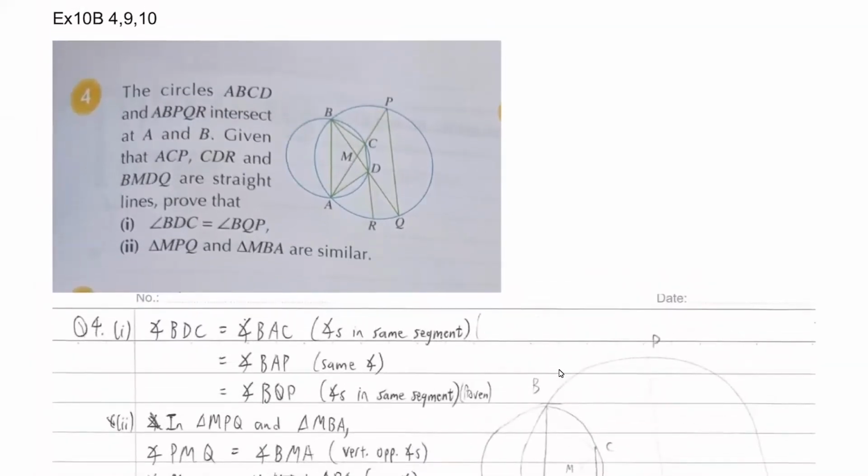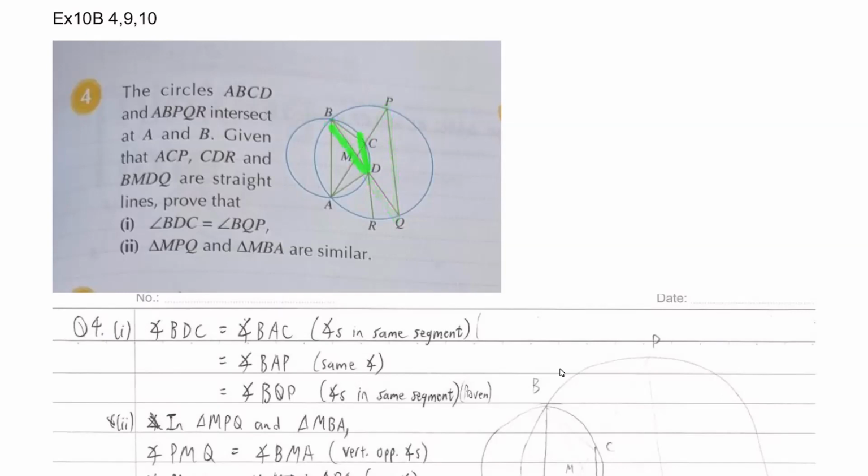You have two circles, ABCD and ABPQR. They intersect at A and B. Given that ACPCDR and BMDQ are straight lines, you want to prove that angle BDC is the same as angle BQP. So where's BDC, where's BQP? It's here and there, right?